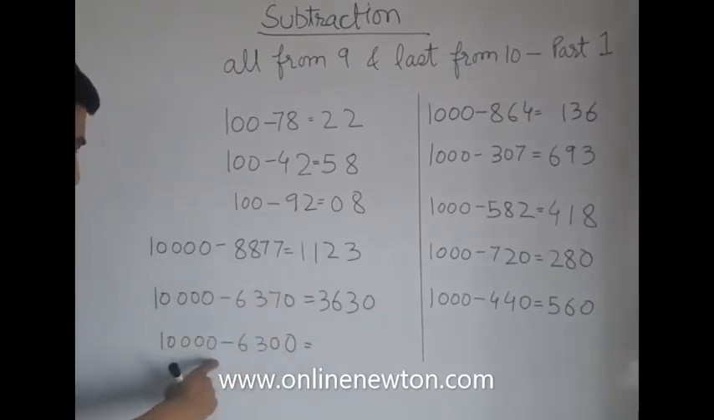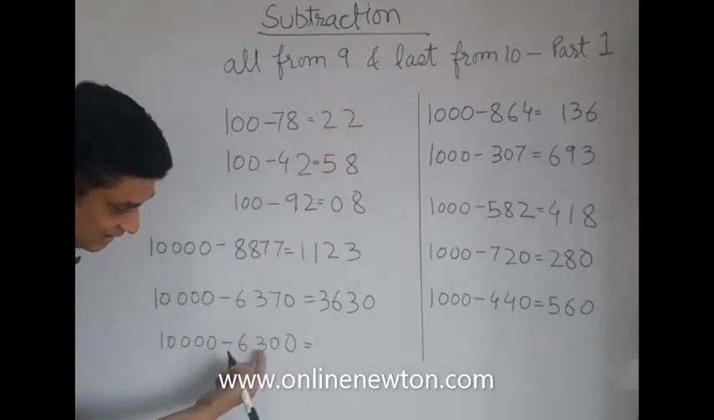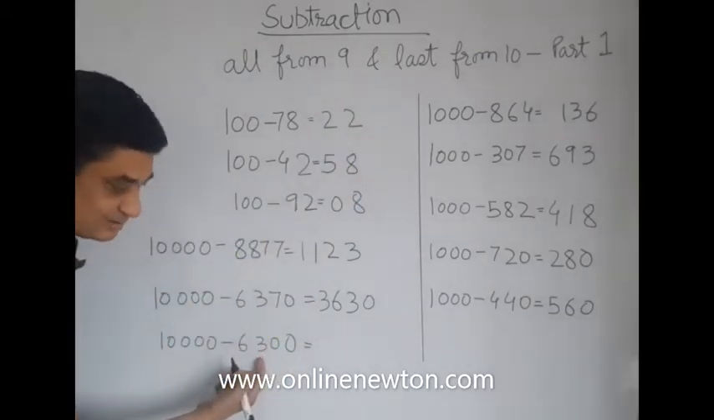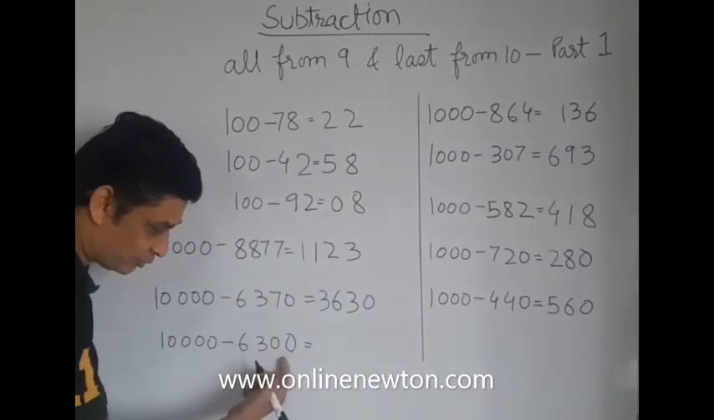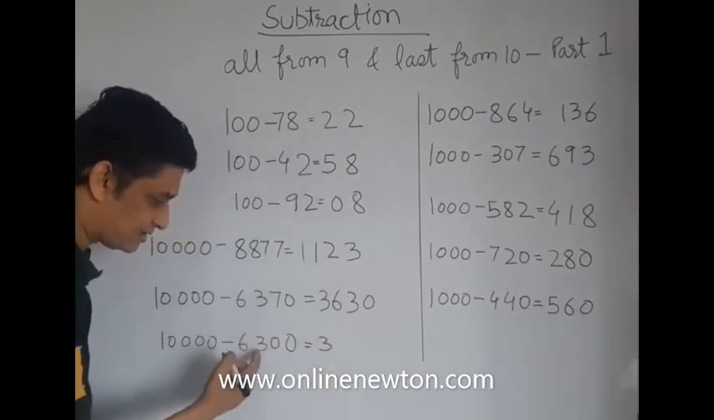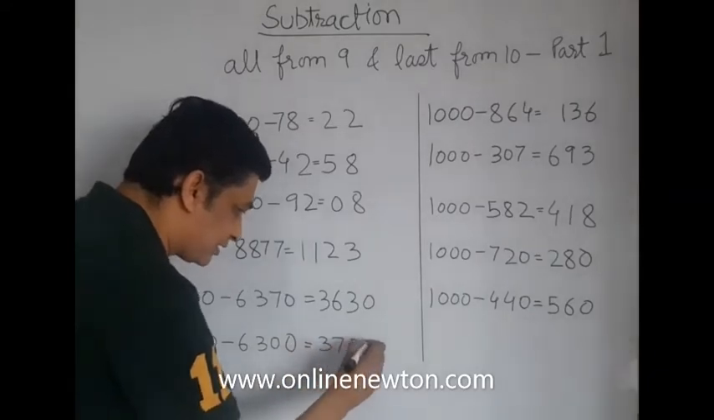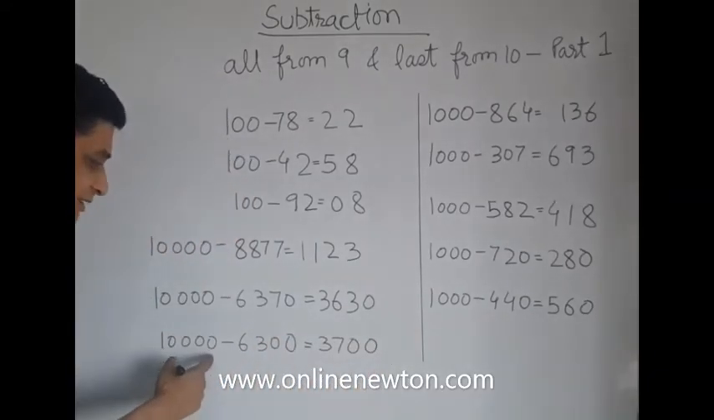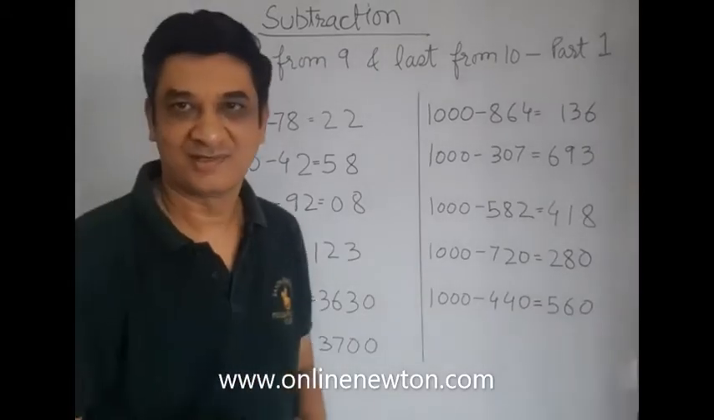One more example of 10,000 minus 630. Now there are two zeros here. So last from 10 will be applied to this 3. Remember, last from 10 will be applied to the number which is just before these zeros. So 9 minus 6 is 3. 10 minus 3 is 7. And these zeros we put as it is. So the answer of 10,000 minus 630 is 9370. It is very, very simple.